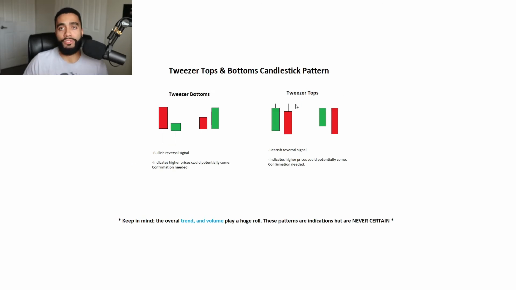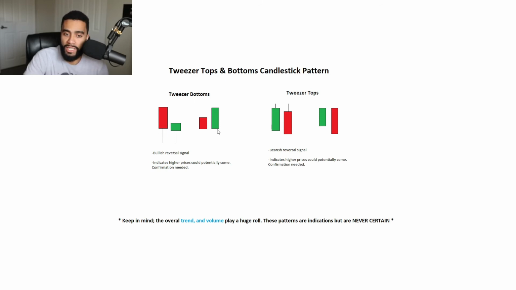Lastly, we're going to go over the tweezer bottoms candlestick pattern, or the tweezer tops. This is another reversal signal. It's telling you that there's a rejection of a certain price. If you look at these two candlesticks, two large wicks rejecting one price is usually telling you that there's going to be higher prices to come. Tweezer bottoms are a good strong signal to see.